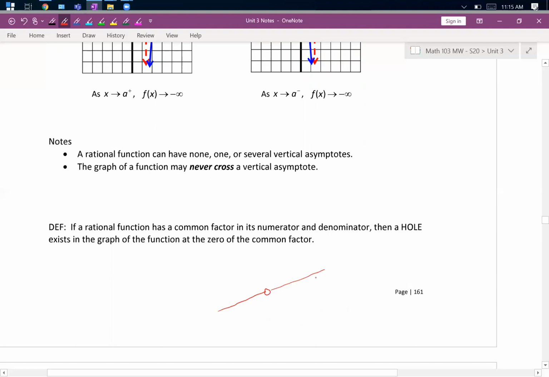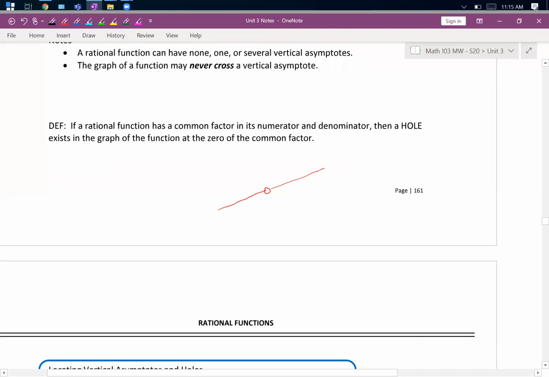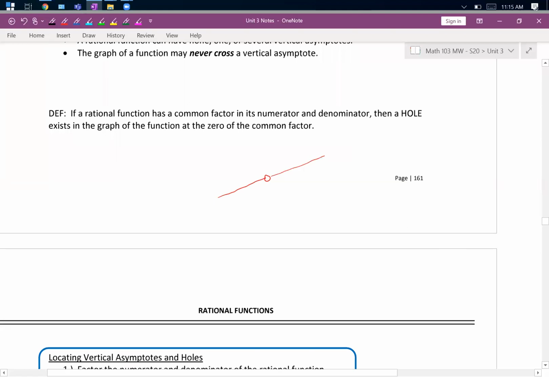If a rational function has a common factor in its numerator and denominator, then a hole exists in the graph of the function at the 0 of that common factor. And once we do an example, I know I'm doing a lot of talking here, it's going to start tying things together.